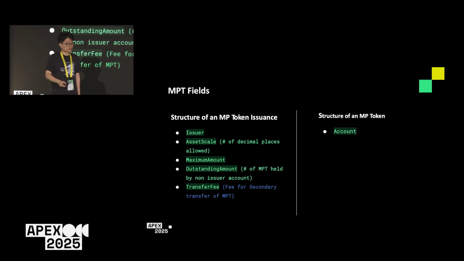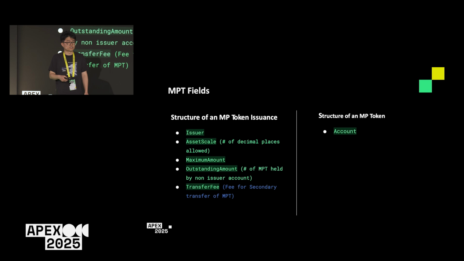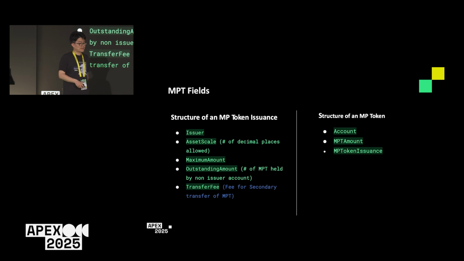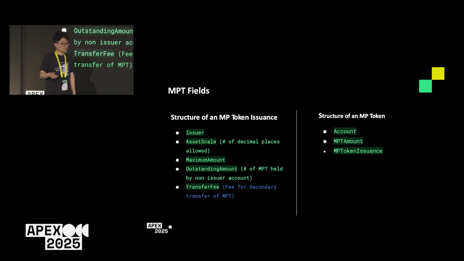For this particular object, it includes the account, which is the holder of this MPT. It includes the MPT amount, how many they own. And it includes the MP token issuance, which links back to the issuance account.